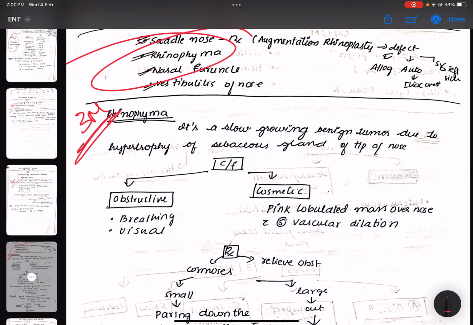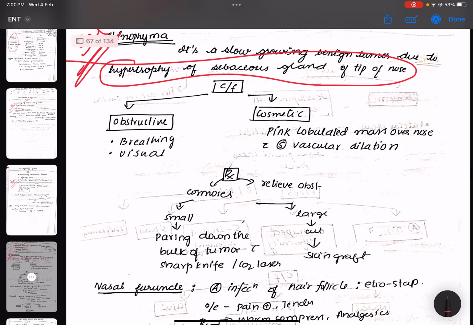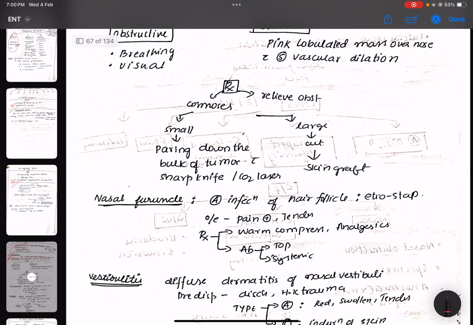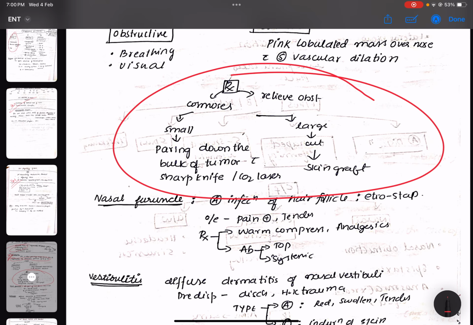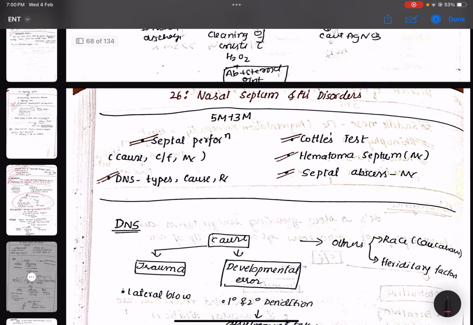Rhinophyma, and also difference between rhinoplasty, SMR, and your DNS Kadar operation is an independent 3 marker. So what is happening in rhinophyma is it's hypertrophy of sebaceous gland at tip of nose. So these are the clinical features which you have, and this is the treatment protocol which you need to follow. Okay. And nasal septum and its disorders, major thing is about perforation and abscess.